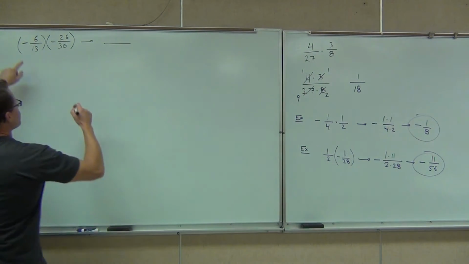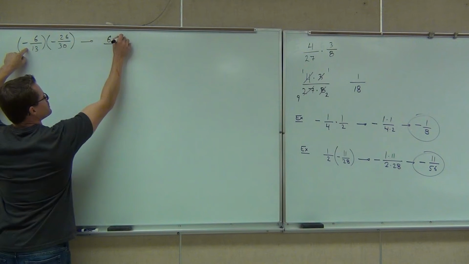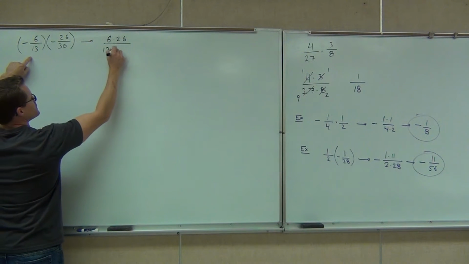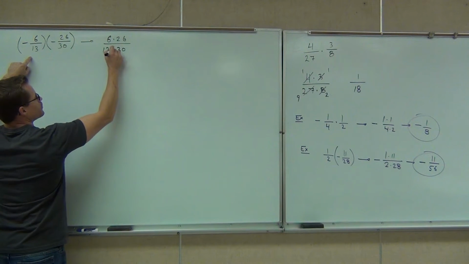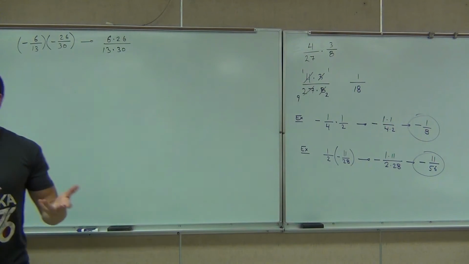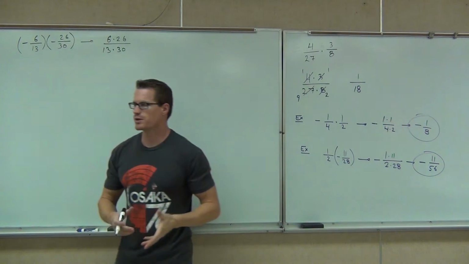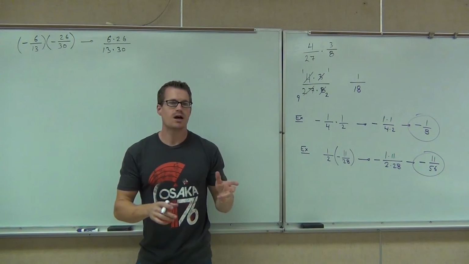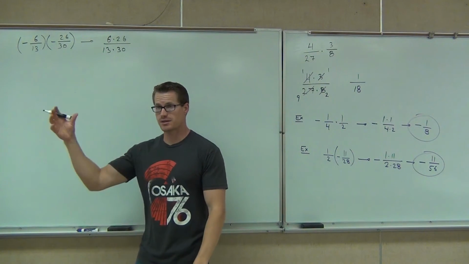So on our numerator, what we're going to write is 6 times 26, 13 times 30. And if you're thinking, where'd all those signs go? Well, we already know our answer is positive. That's where those signs went. We know that a negative times a negative is a positive. Now we just have to simplify this thing. So we're writing this as one fraction.